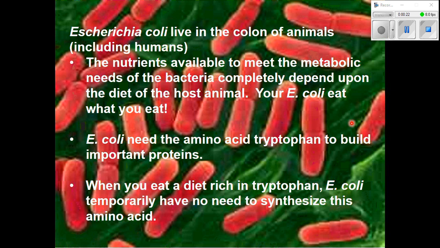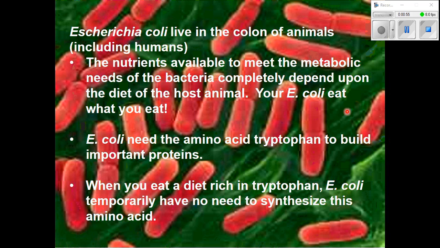Escherichia coli is a species of bacteria that lives in the colon, the intestine, of animals, including humans. So the first thing you need to realize about E. coli is essentially they eat what you eat. The nutrients that you provide through the food that you consume and digest are the nutrients that E. coli have to use for their own nourishment.